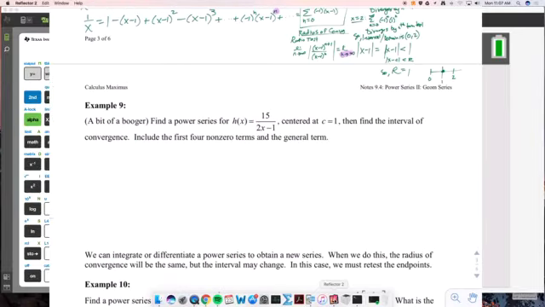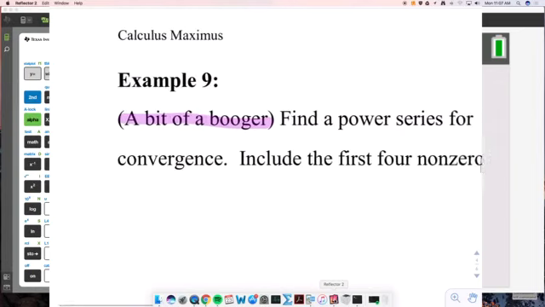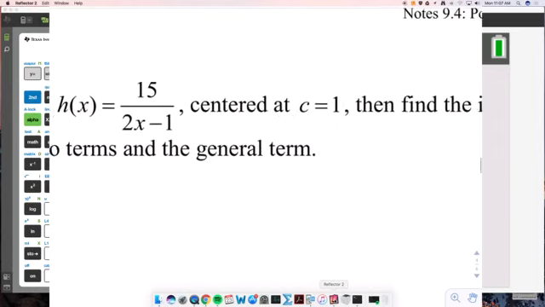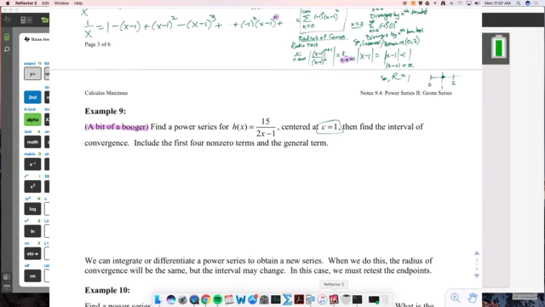You want to do number 9? It says it's a bit of a booger. We are using green. Boogers are green usually, so let's try it. Let's try it. Find a power series for this centered at 1. Okay? And then find the interval of convergence.